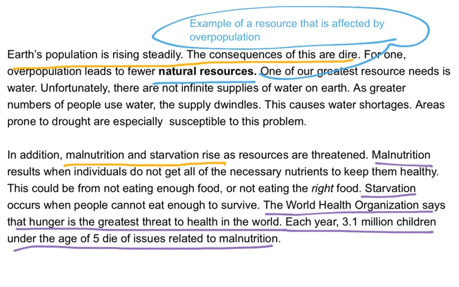Including these sentences helps the author seem more credible. She has cited an expert, the World Health Organization, and included a statistic. Both of these things help her support her original claim that the consequences of overpopulation are dire. Ask yourself, what strategies does the author use to help us agree with her point?